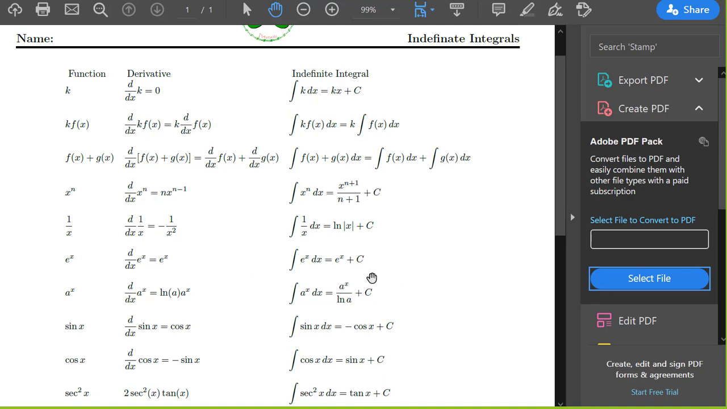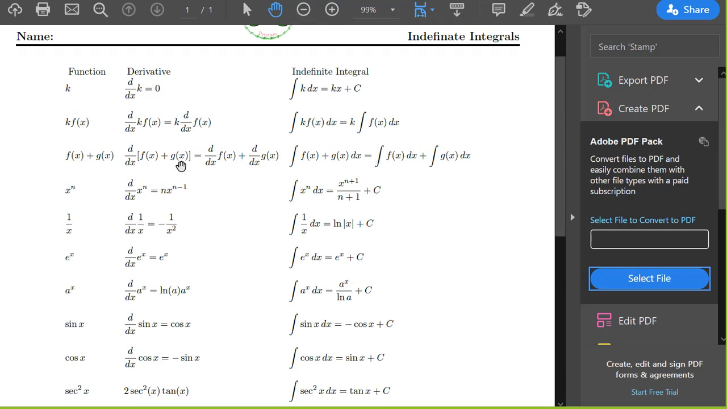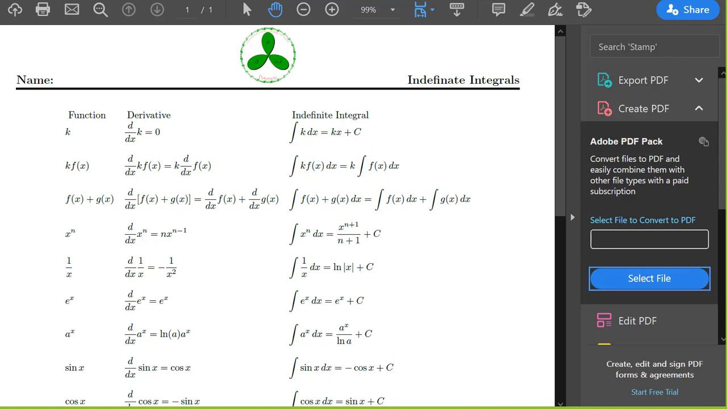So as we just used here, we knew that the derivative of e to the x was e to the x. So then, since derivatives and integrals are inverses, the integral of e to the x is also e to the x plus a constant. So this sheet just has a summary of all of our integration, well, not all of them, but it has a summary of our integration rules that go along with our derivative rules. So we can use this to help us out when it comes to taking derivatives and integrals.